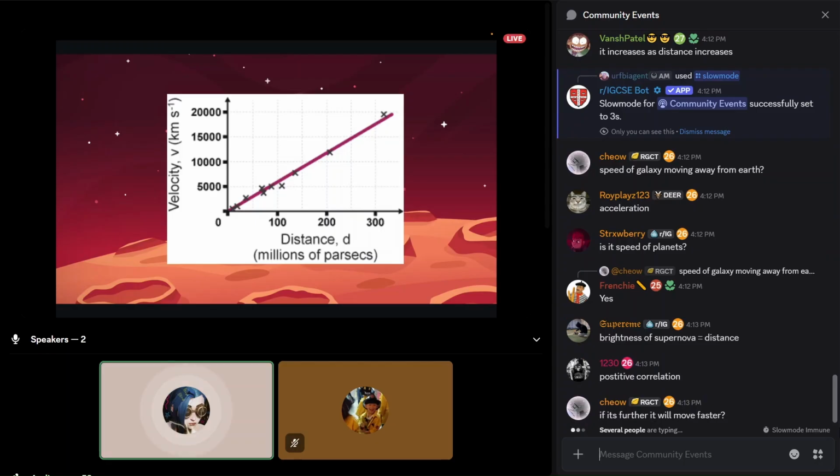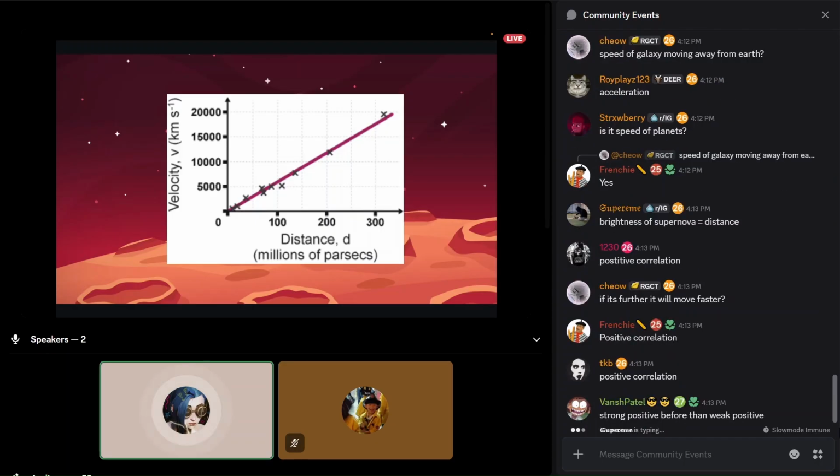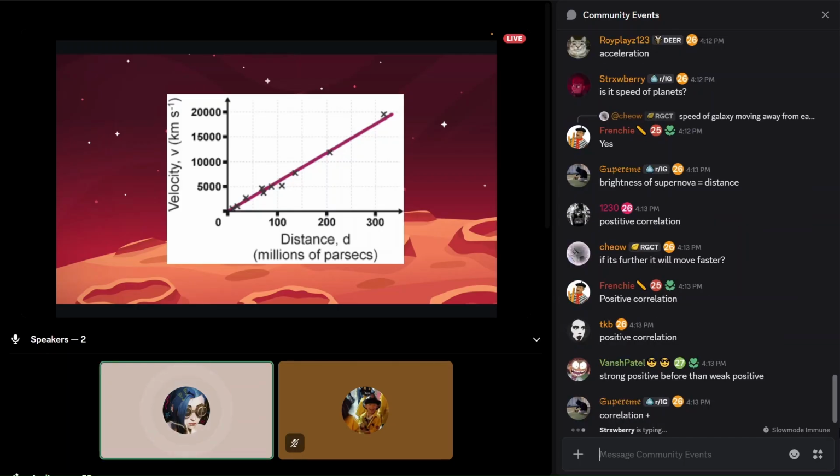Positive correlation, yes. So if it's further, it will move faster, right? What this means is that the universe is actually expanding. You know how the Big Bang Theory said that everything starts at one point and everything moves out? It's kind of like that.